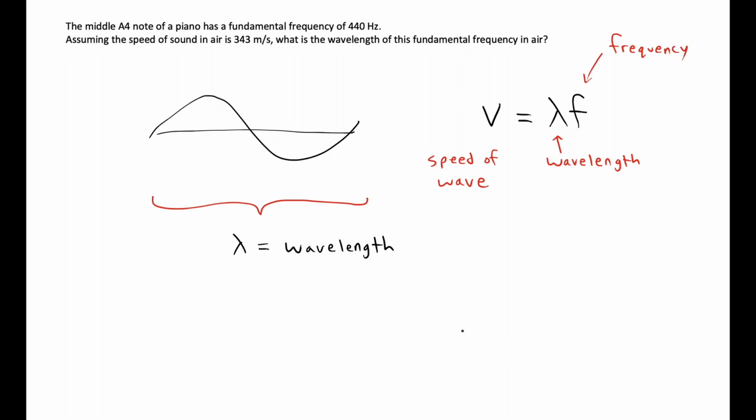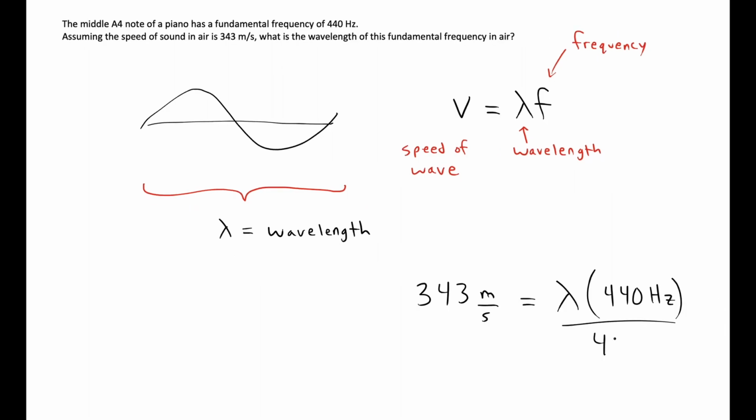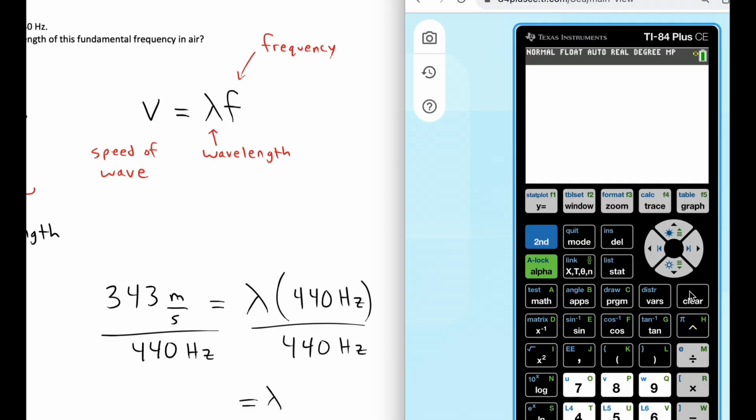So plugging in the numbers for this situation, we're going to let the speed of propagation of the wave be the 343 meters per second. We'll leave the lambda as unknown, and for frequency, I'm going to put in the 440 Hertz. Now we'll divide. The wavelength is 0.78 meters.